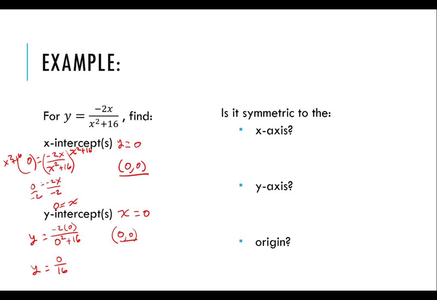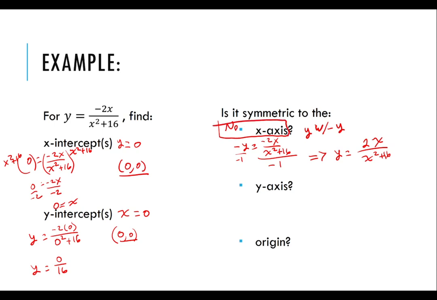Now we want to find out, is this thing symmetric to the x-axis? Remember, to test symmetry to the x-axis, replace y with negative y, and then simplify and see what happens. This is going to give us negative y is equal to negative 2x divided by x squared plus 16. If I try to divide both sides by negative 1 to move this negative over, the best I can do is y is equal to negative 1 times negative 2, which is positive 2x divided by x squared plus 16. But notice that this thing is not the same, and so this is not symmetric to the x-axis.